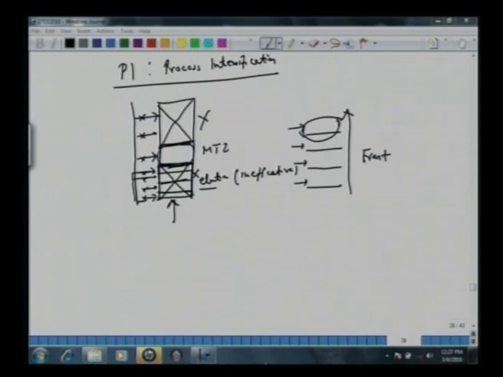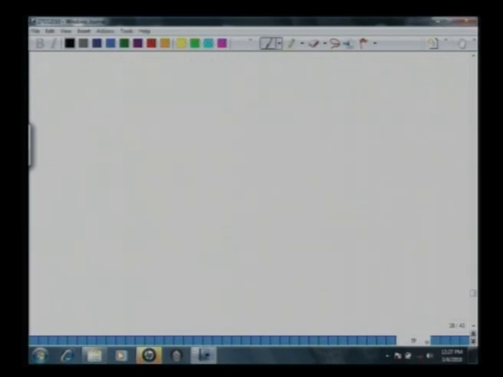So now let's go back to this MTZ. We said that now we have a column, and let's say the mass transfer zone has reached this level here at the exit.